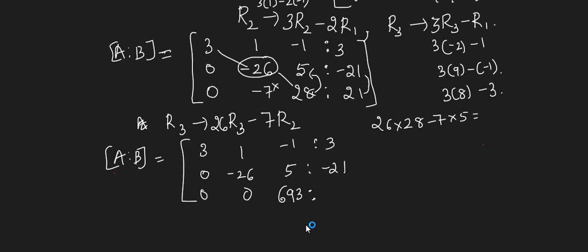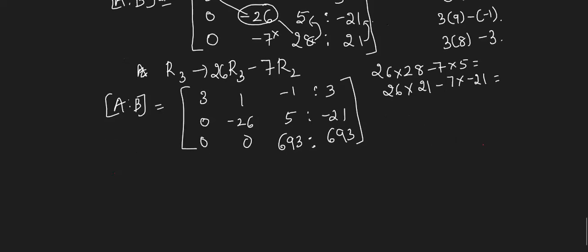Now take 21 and minus 21 and put it over here. 26 into the R3 element 21, minus 7 into minus 21. How much? 693, same. If it is 693, correct. I still remember the value of Z here. X, Y, Z are all 1 only, no? So if I am getting 1 here, both should be the same. What is the next step? Is it reduced to upper triangular? Yes, it is reduced to upper triangular.